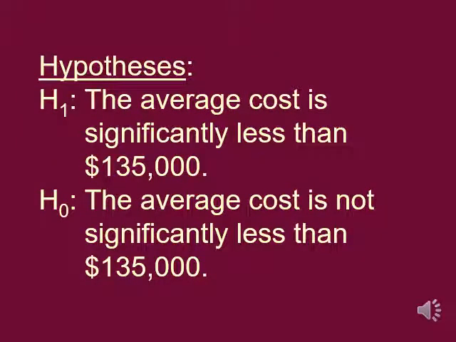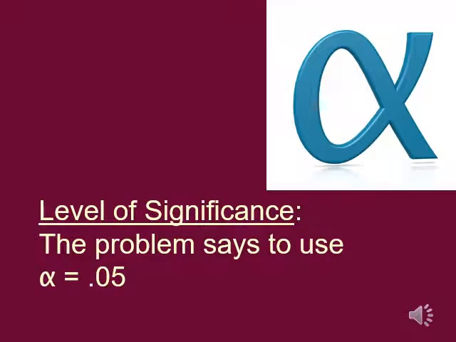Again, in most cases, you won't actually have to write these out, but I went through and figured out the hypotheses would be the average cost is significantly less than what the insurance company says, or the average cost isn't significantly less than what the insurance company says. Just like before, the level of significance is given in the problem. Here it says to use alpha equals 0.05. And again, what that means is we would be willing to be wrong 5% of the time if we said this was significant, but it really just happened by chance.